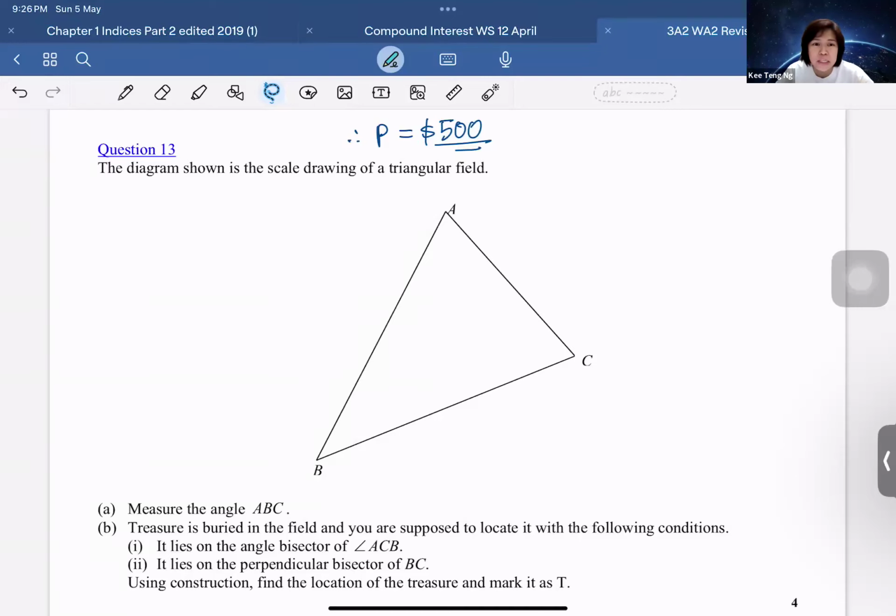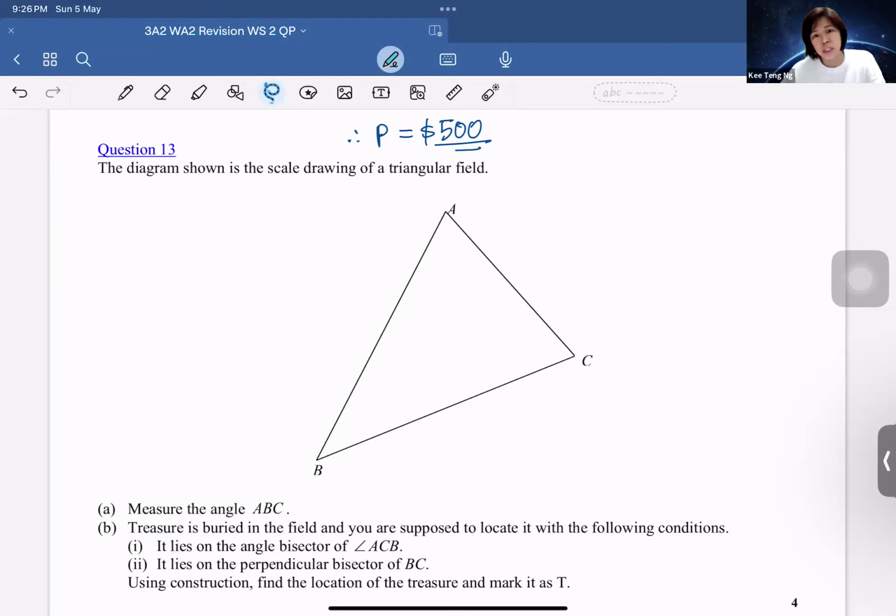Now in this part of today's video, we are looking at 3G2 WA2 paper, topical revision paper, worksheet number 2, and this is part 2 of the video. I already have gone through the first 12 questions, and I'm going to go through the remaining questions right now. Let's start from question 13.